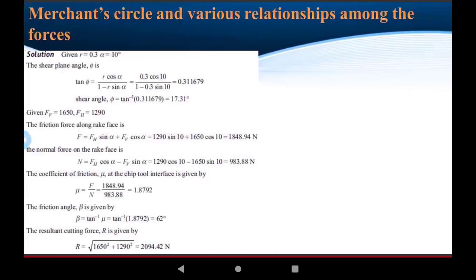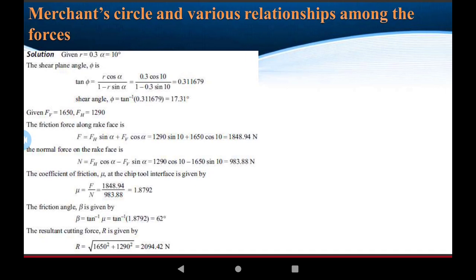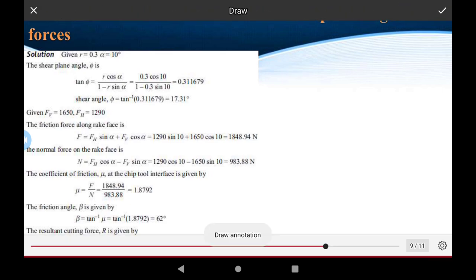Using the Merchant circle and the various relations, the value of r is given as 0.3 and alpha is 10 degrees. The shear angle is phi equals r cos alpha upon 1 minus r sin alpha. Putting in the values, r is 0.3: tan phi equals 0.3 cos 10 upon 1 minus 0.3 sin 10. The shear angle is phi equals tan inverse of this value.